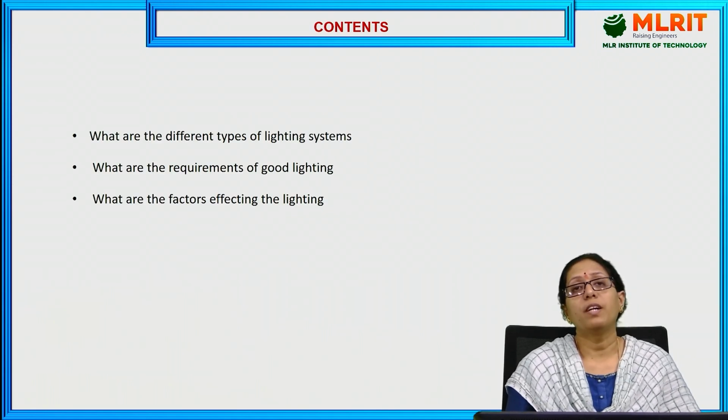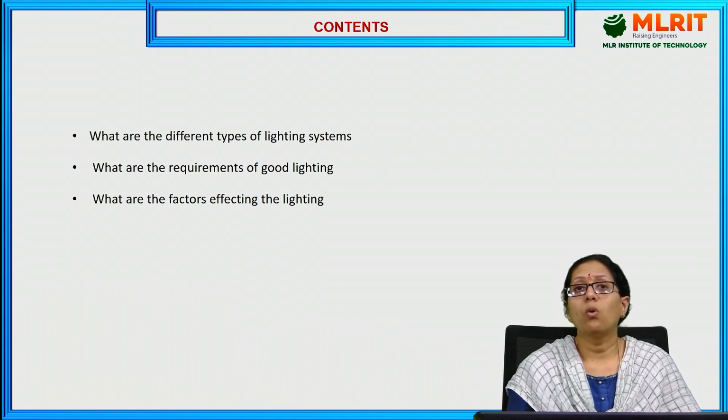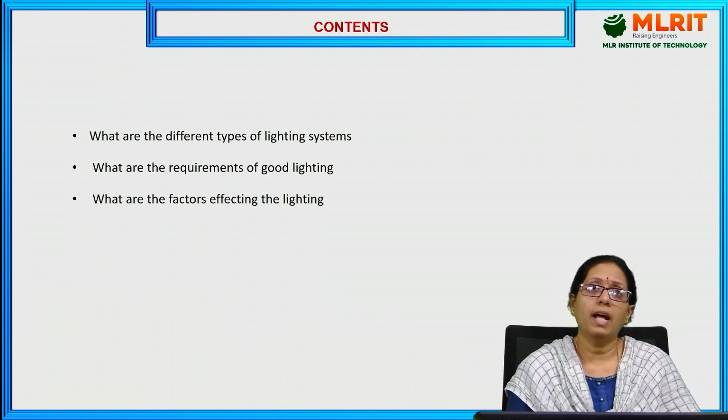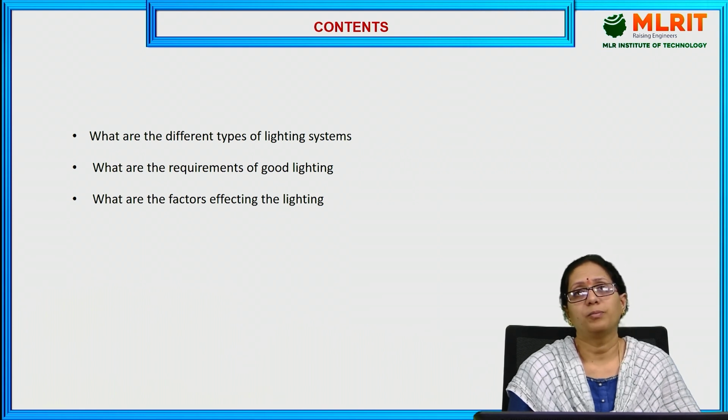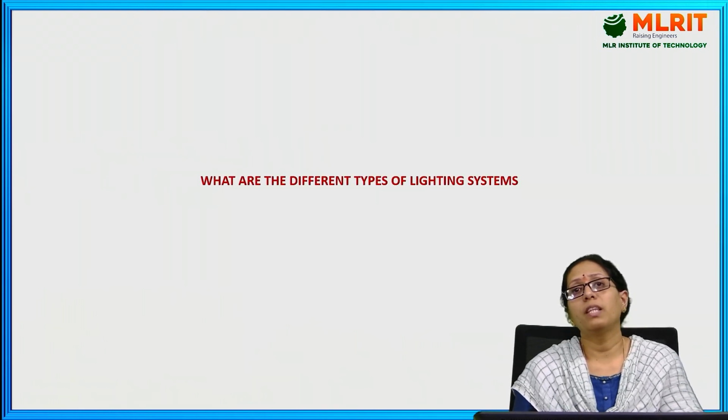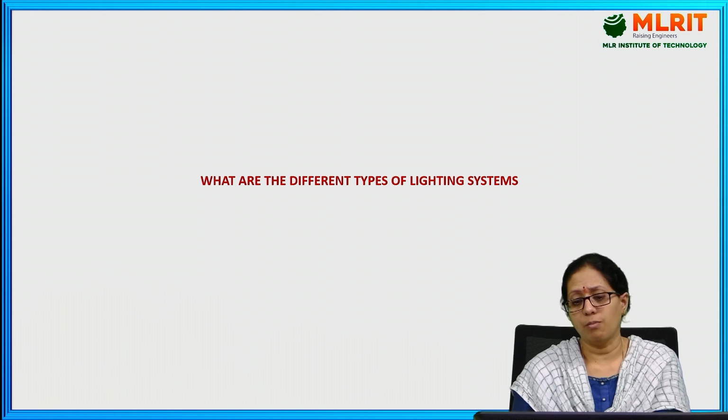What are the different types of lighting systems? What are the requirements for good lighting? And what are the factors which are affecting the lighting? First one, what are the different types of lighting systems?